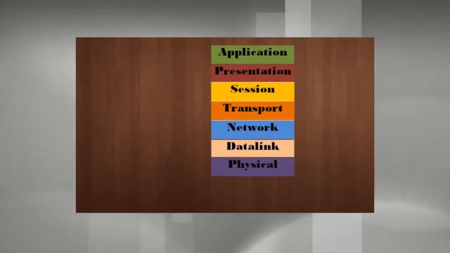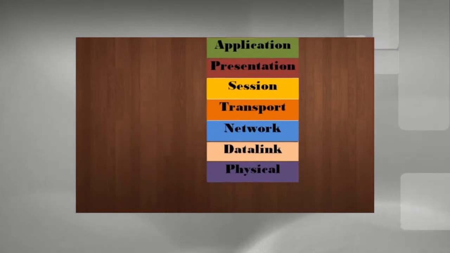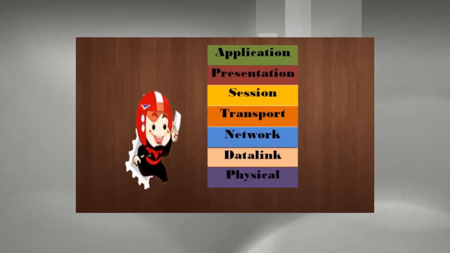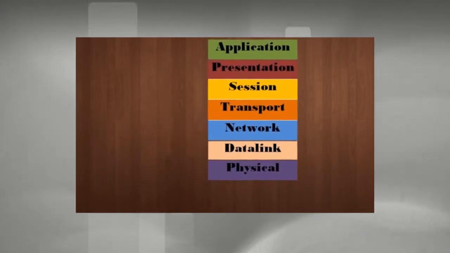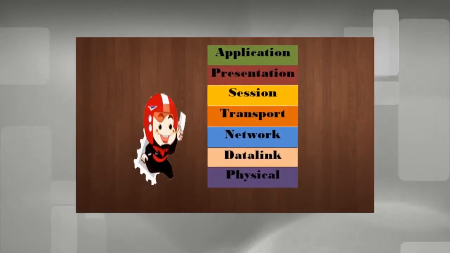This is what our OSI model looks like. At first glance, you might feel this is complicated and hard to remember, but contrary to that thought, the OSI model is very easy to remember. All you have to do is remember the 7 layers.